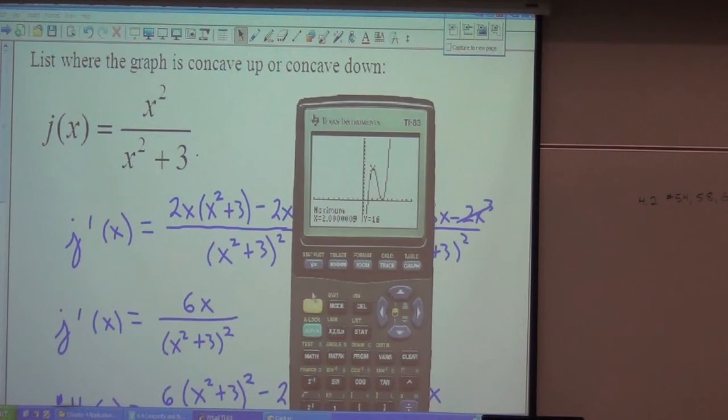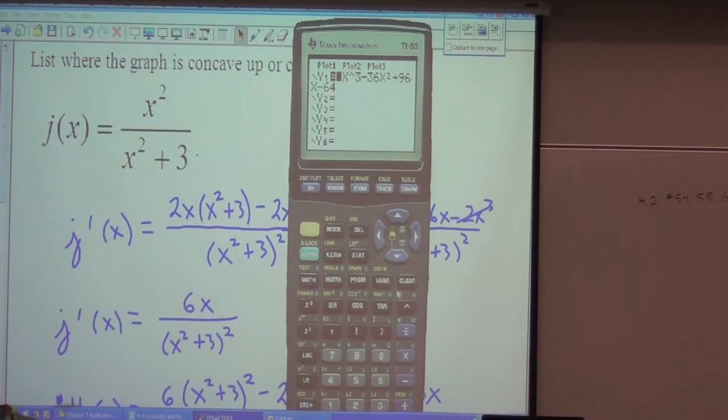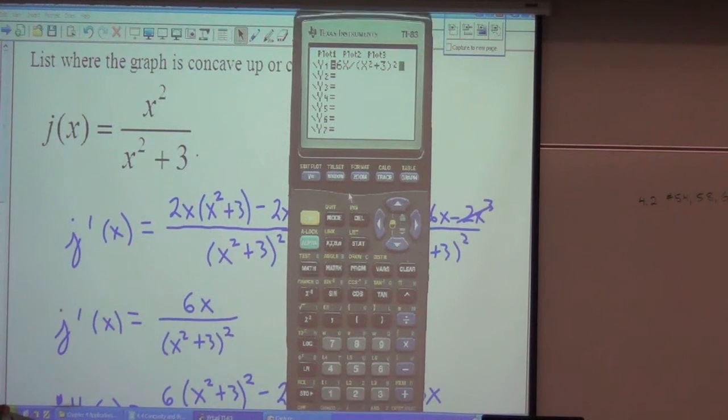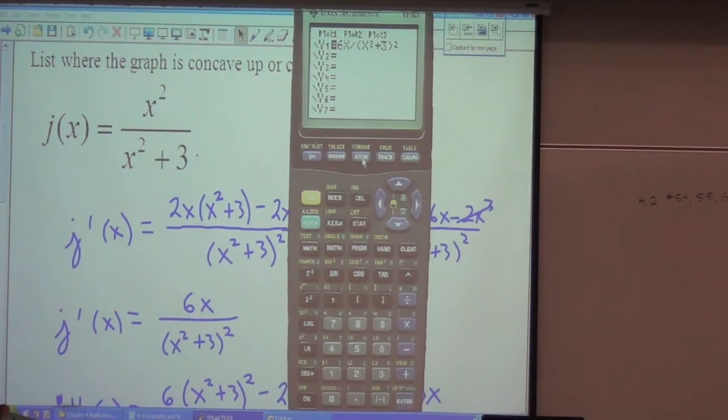What if we graph this first derivative? Sometimes the second derivative gets messy, but if I put 6x divided by x squared plus 3 squared in here, I go to Zoom 6, where do you think we're going to see maximums and minimums? Negative 1 and 1. Can't you see them? So here's where you do the old zoom box. I like this zoom box.